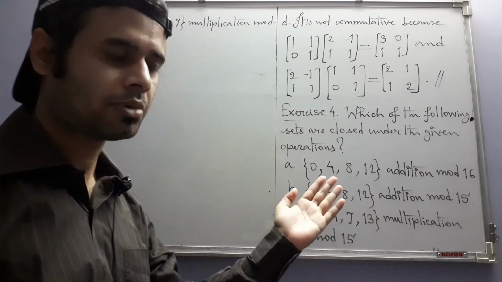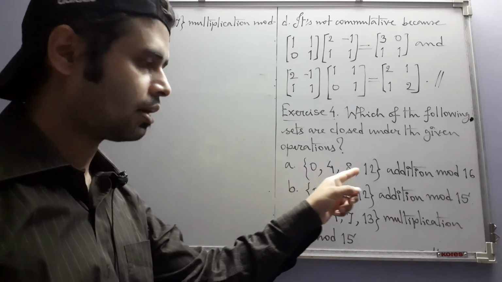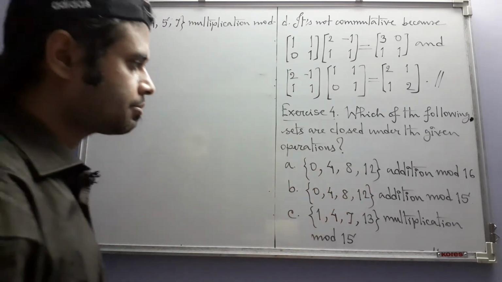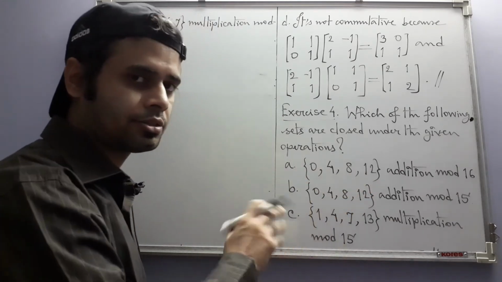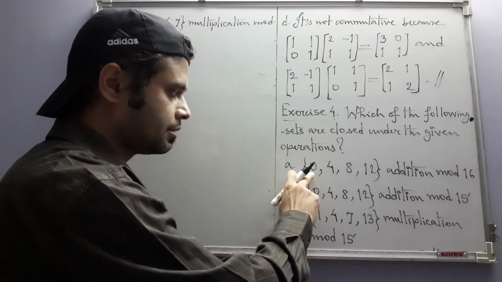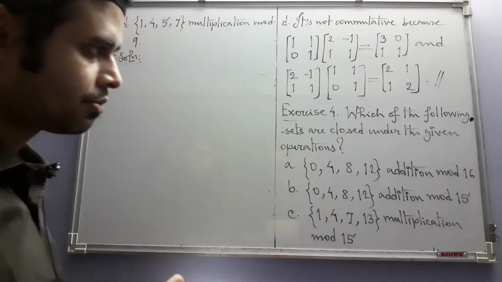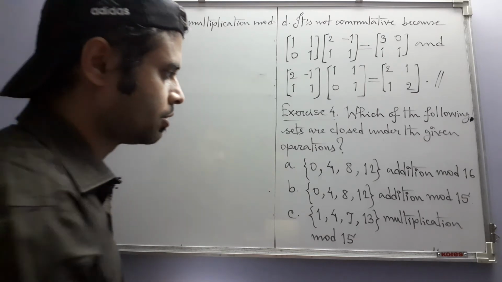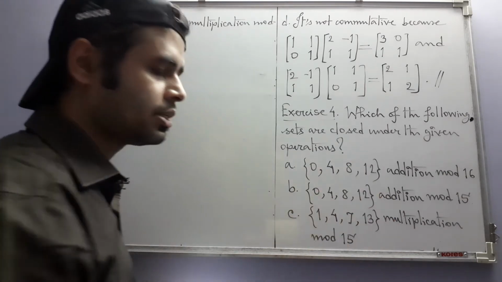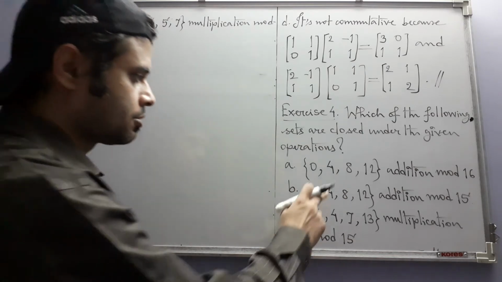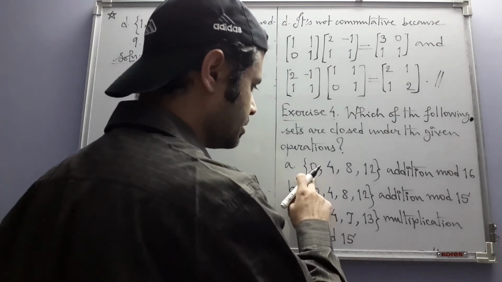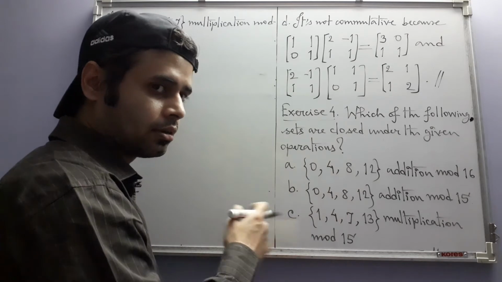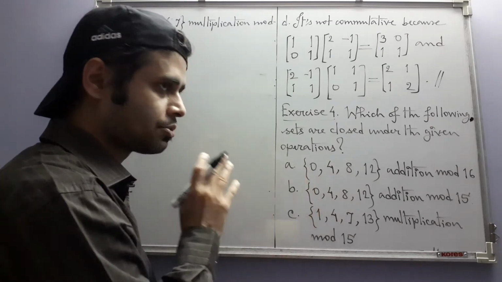So results of such operations are clearly in the set. In any order, if you perform them, either 0 plus 4 or 4 plus 0, you are going to get 4, and 4 modulo 16 is 4, so you will get those things. So there is no point in considering 0 as one summand.